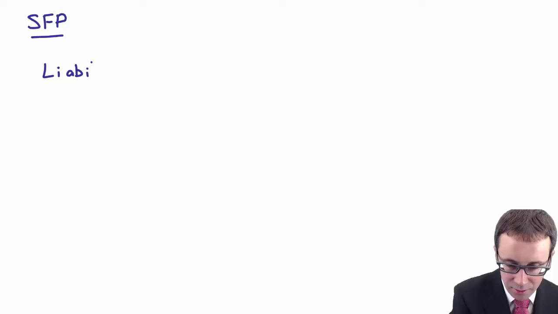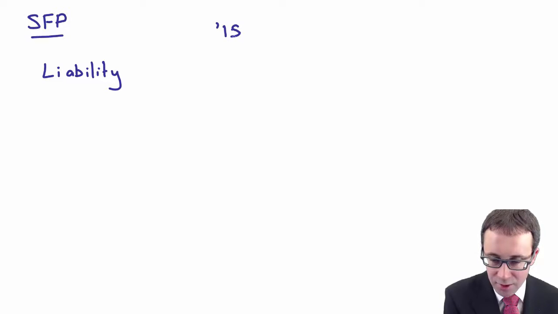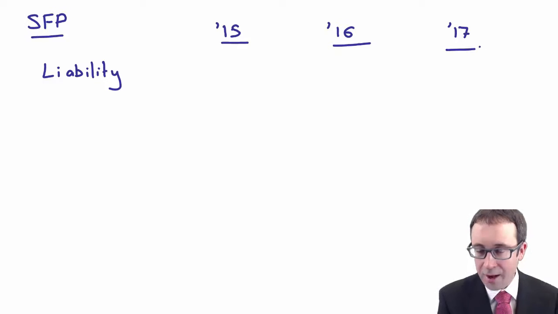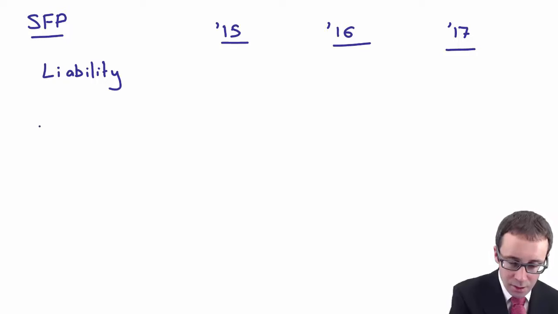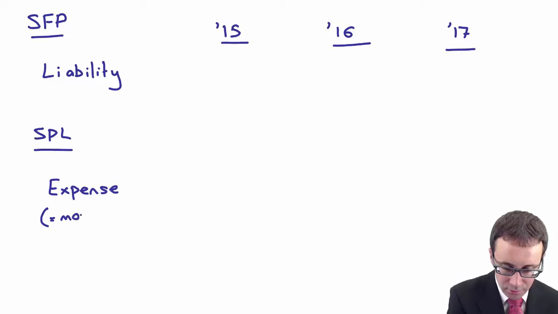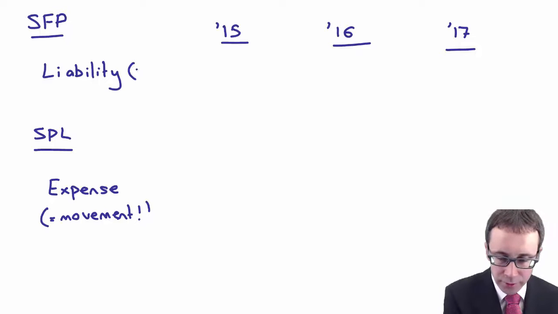When you're looking at the statement of financial position, remember that's one of the first key differences, is that you record the liability. So we have a liability for 2015, for 2016, and for 2017. On the statement of profit or loss, we have an expense, and that expense, remember, is the movement within the liability. All sound familiar? I hope it does.